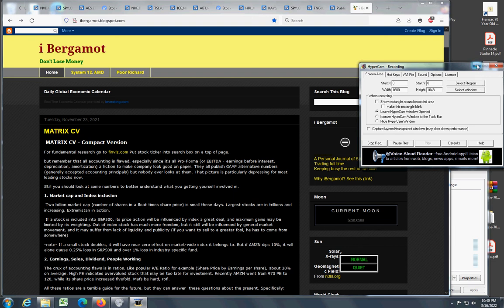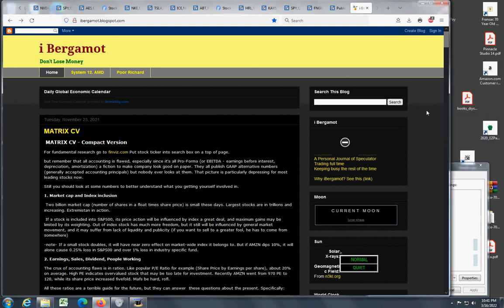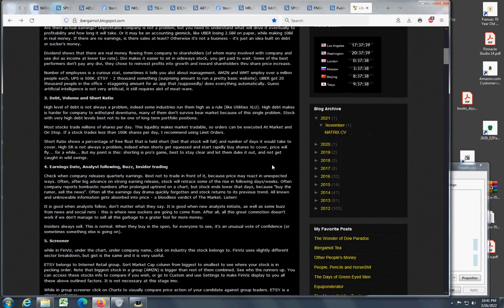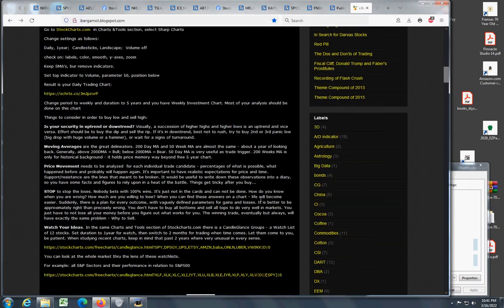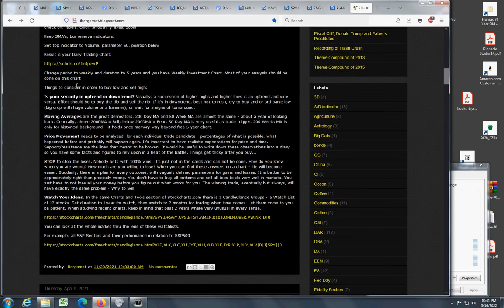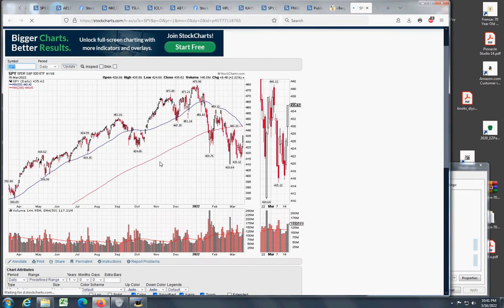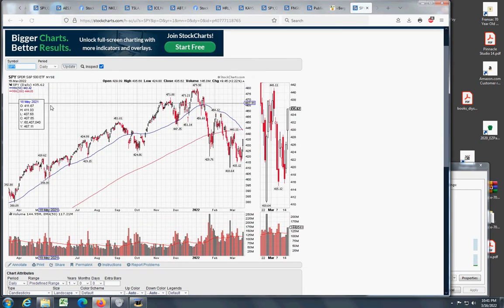This is an update for MatrixCV with some practical examples. The best way, during the very emotional times when everybody has an opinion and it seems like maybe it's a good time to buy, a good time to sell, you don't know, is to go to a chart and open it in a new tab. It will open a preset chart for you. At this time, automatically it will show S&P 500 ETF, which is what people call the market.